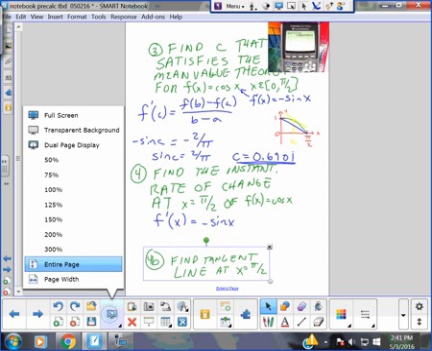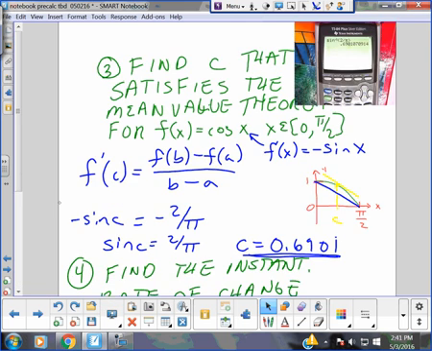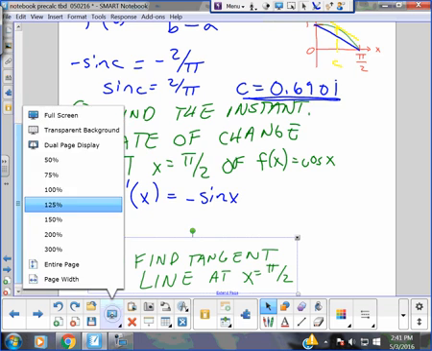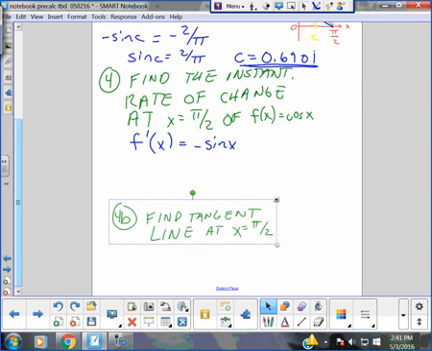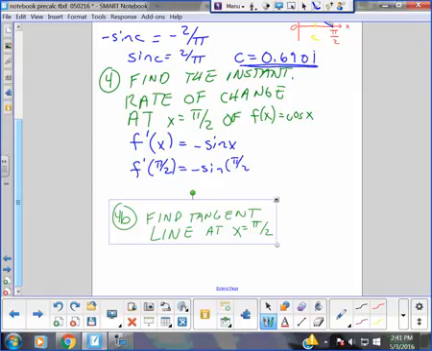All right, and if I work my way down the page, and then you just got to evaluate it at that function value, right? So it becomes f prime of pi over 2 equals negative sine pi over 2. So I think the instantaneous rate of change, sine of pi over 2, sine of 90 is 1. So this is just negative 1. All right, that's the instantaneous rate of change. We're done with 4. It is just a number.